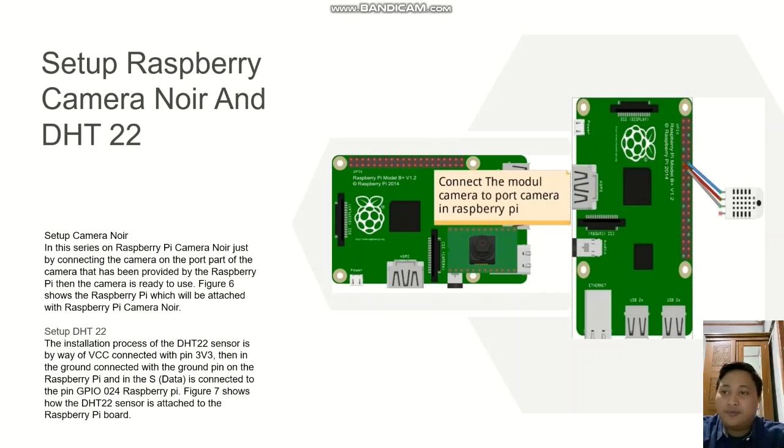And next, set up the DHT22. The installation process of the DHT22 sensor is by way of VCC connected with pin 3V3, then ground connected with the ground pin on the Raspberry Pi, and the S data is connected to the pin GPIO 024 on the Raspberry Pi. Figure 7 shows how the DHT sensor is attached to the Raspberry Pi board.